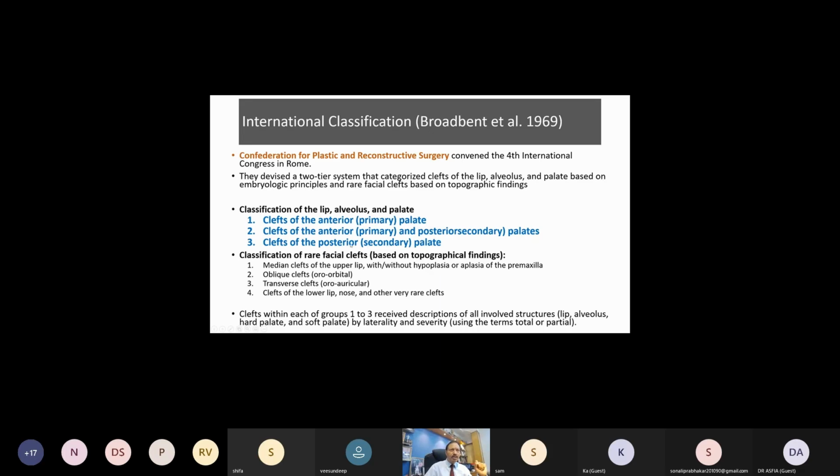Group 2 was clefts of the anterior as well as secondary palate. So lip, alveolus, hard palate as well as soft palate. And group 3 was cleft of the secondary palate, which is hard palate as well as soft palate posterior to the incisive foramen. If it is anterior to the incisive foramen, group 1. Posterior to the incisive foramen, group 3. And through the incisive foramen, it is group 2.